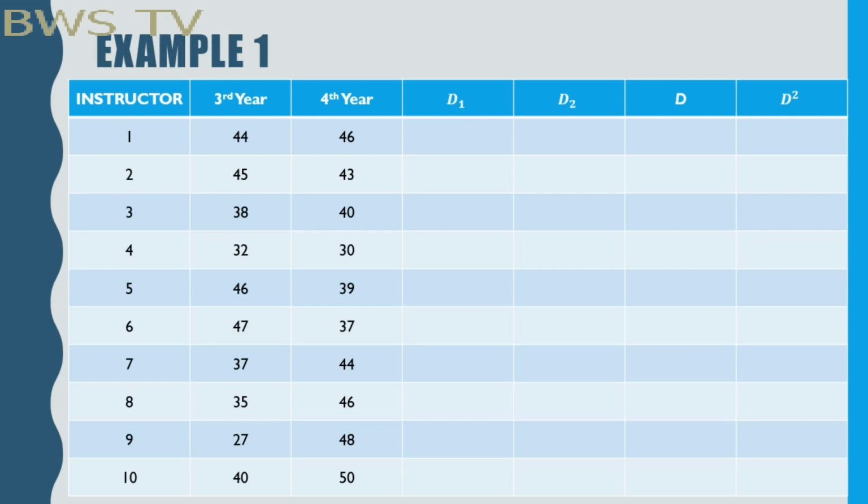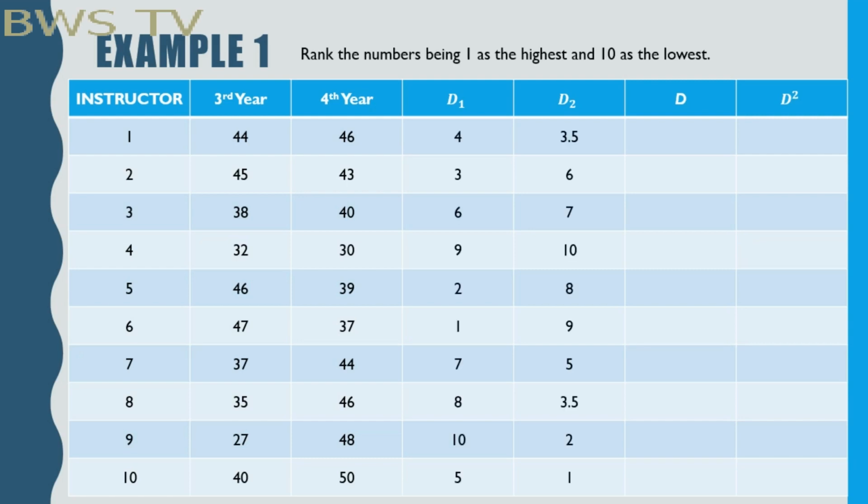Under the column of D1, we will be ranking the numbers in column X, which is the third year, and under the column of D2, we will be ranking the numbers in column Y, which is the fourth year. In ranking the numbers, we will start from the highest going to the lowest. And here we have our rankings.